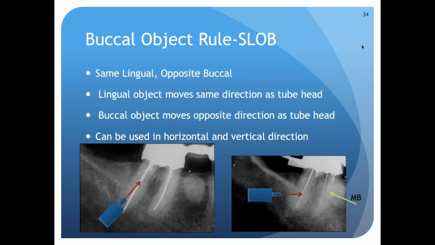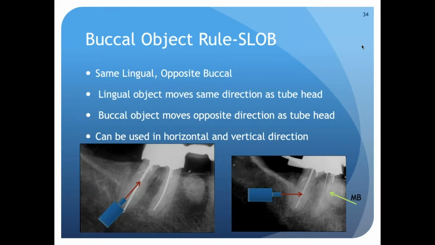So I'll take you back to dental school again real quick. We're going to talk about our buccal object rule, or our SLOB rule. So SLOB is same lingual, opposite buccal. So when we talk about the x-ray head, the lingual object is going to move in the same direction as the tube head. And your buccal object is going to move in the opposite direction of the tube head.